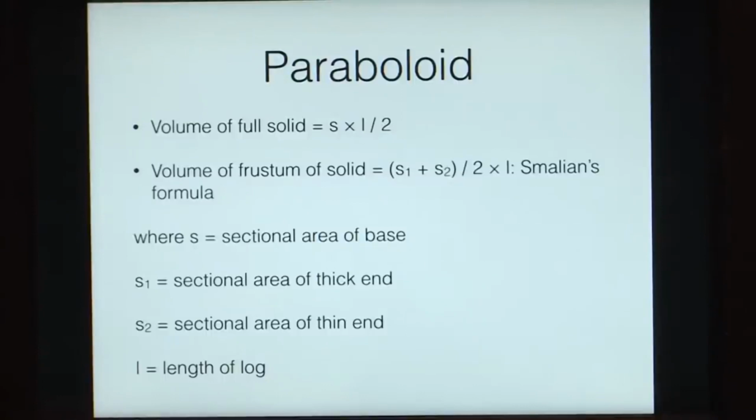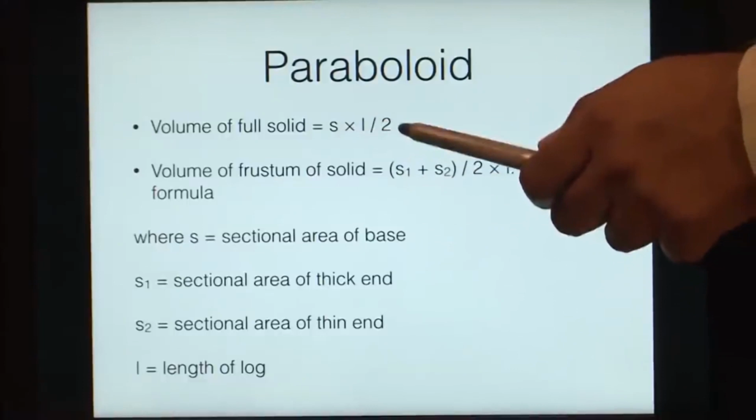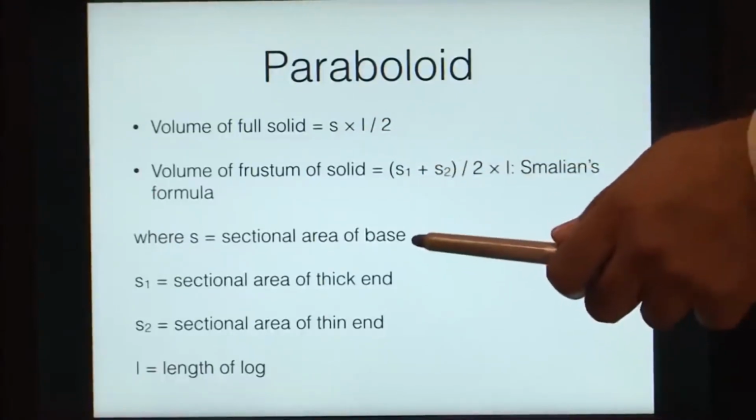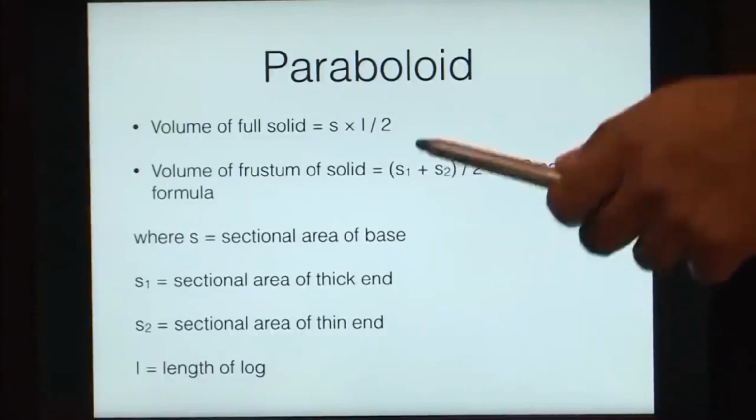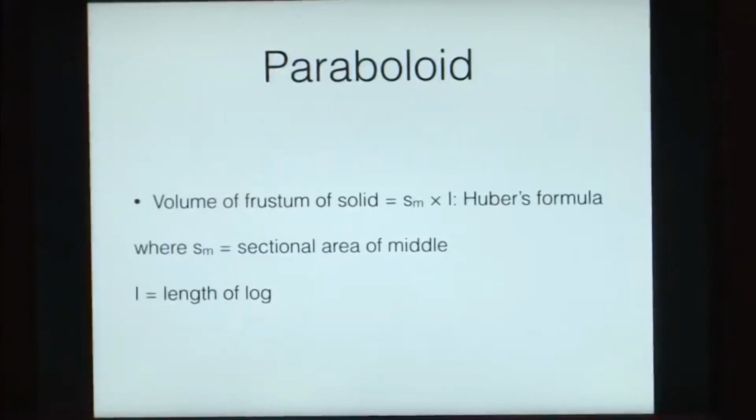Now, in the top equation, S is the sectional area of the base. In this case, S1 and S2 refer to the sectional areas of the ends when we are taking a frustum, and L is the length of the solid. So, you must not confuse between S, S1 and S2. There is also another formula for paraboloid, which is known as the Huber's formula. This talks about the volume of a frustum of solid, and it is given by Sm into L, where Sm is the sectional area of the middle of the solid and L is the length of the log.